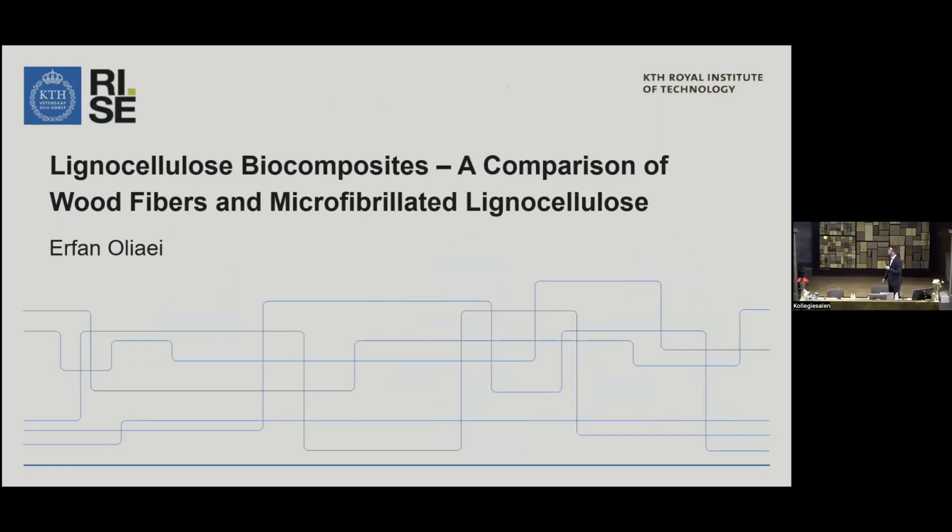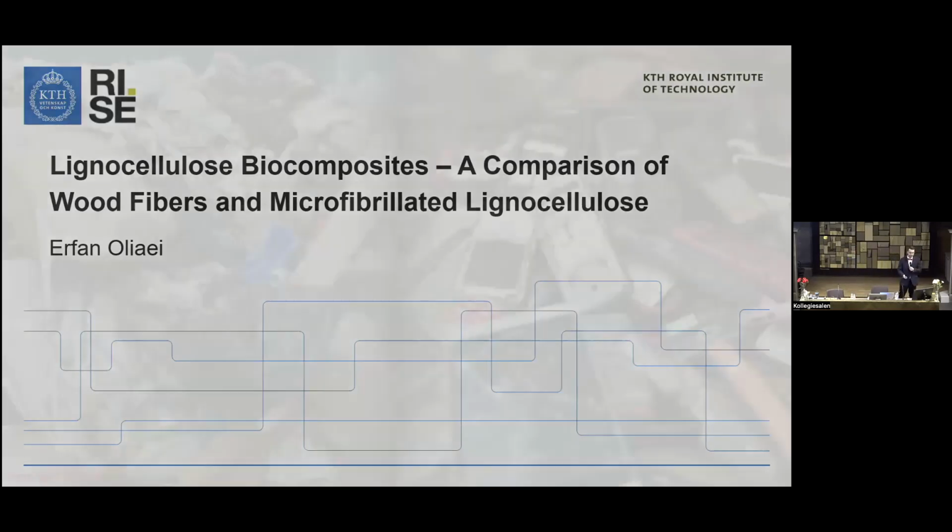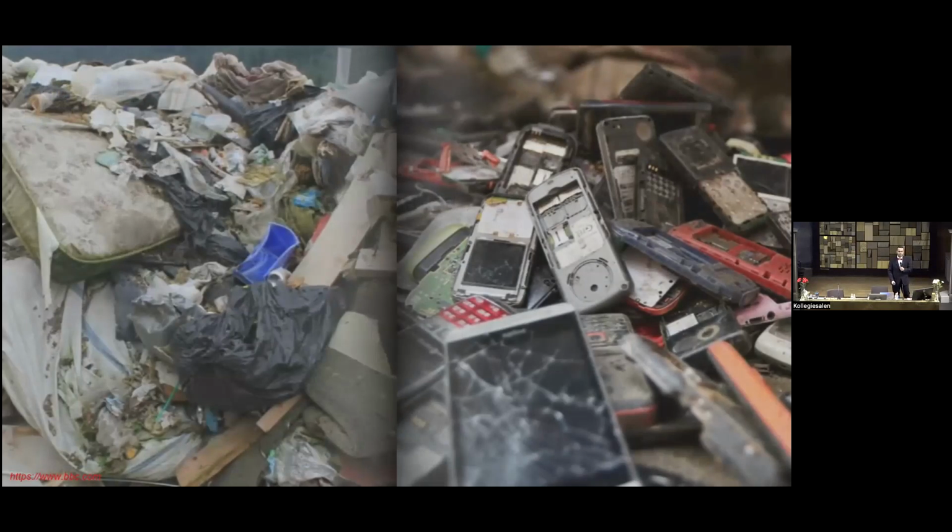My thesis presentation is entitled Lignocellulose Biocomposites, a comparison of wood fibers and microfibrillated lignocellulose. One of the main environmental problems of today's society is that we are demanding natural resources more than what is sustainable. So we really need to think about waste management, reusing, reshaping, and recycling of the materials. But we also need to think about using renewable resources and degradable materials to a greater extent.